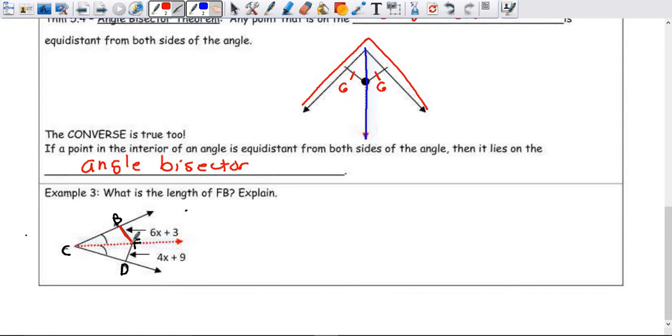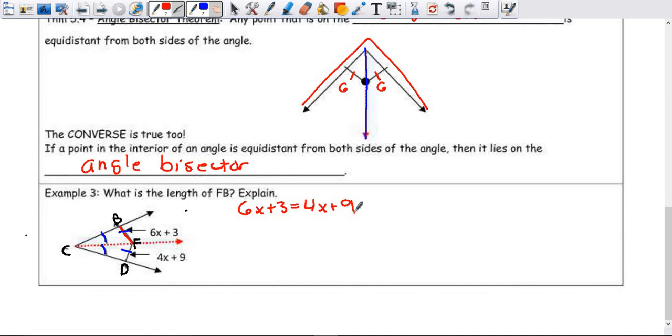The key with this is, do we have an angle bisector? Yeah, because the angle's been cut in half down there, right? Which means if that is an angle bisector, then we know that this piece is congruent to this piece. So if we want to solve it, we can say that 6x plus 3 is equal to 4x plus 9. And then from here, it's just a little bit of algebra work.